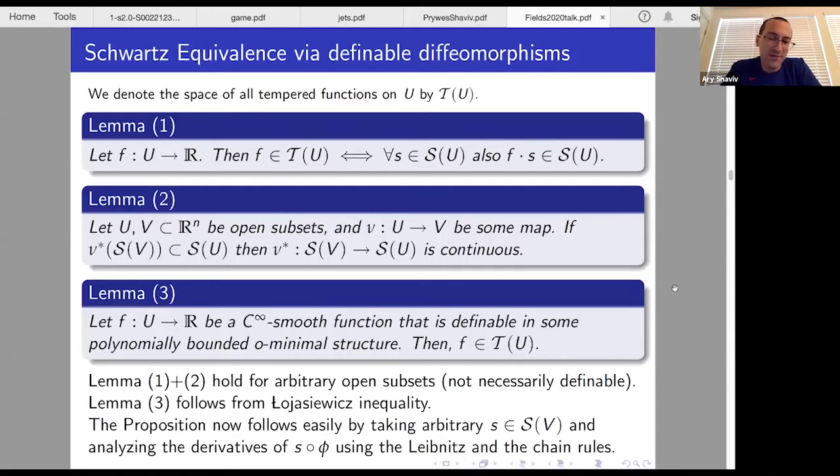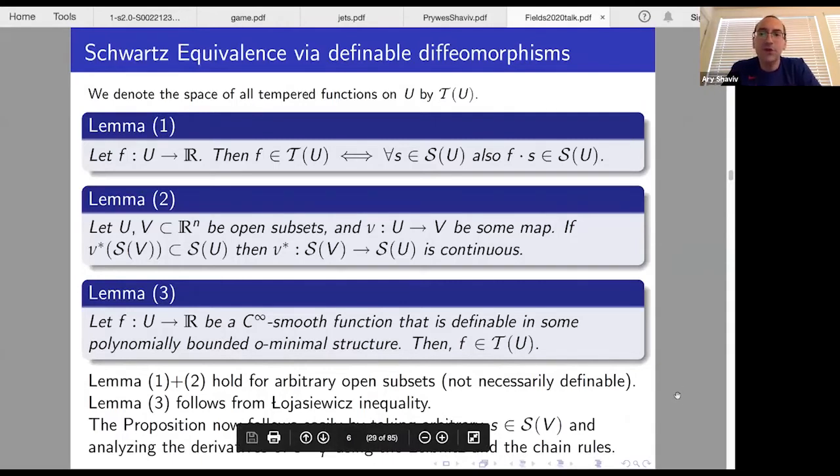So we will have S composed with phi times partial derivatives. But partial derivatives are definable, and by lemma 3, they are tempered. So this product will be a product of a Schwartz function and a tempered function. So it will be Schwartz again by lemma 1. Okay, so this is hand waving the proof.